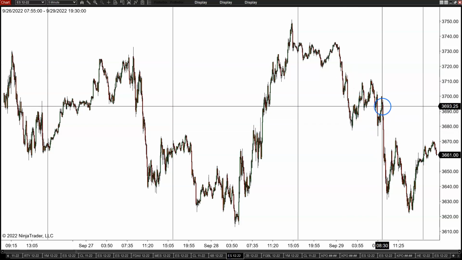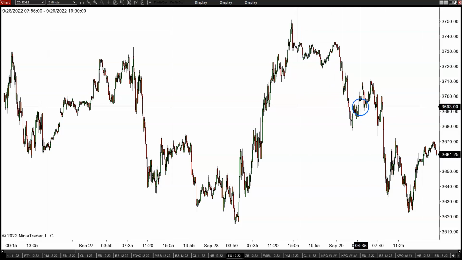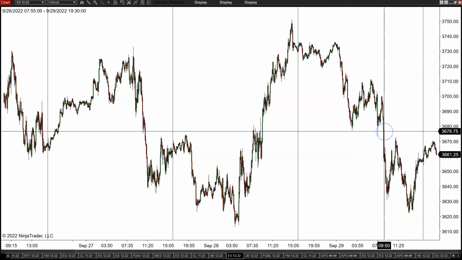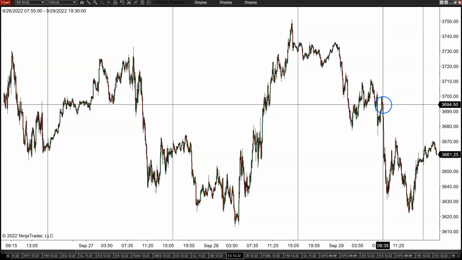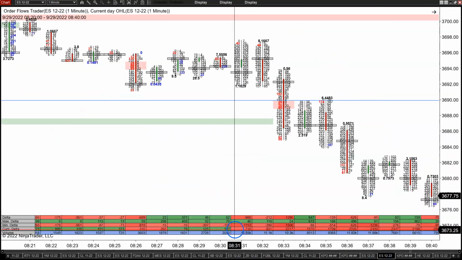This is around 8:30 right here, okay? Because we closed yesterday much higher, at 37.32. Overnight, we had that nice sell-off during the early morning of Europe. But we're coming in here at 8:30 in the morning trading about 30 points lower, okay? And cumulative delta was basically flat. So that's one thing to keep an eye on.